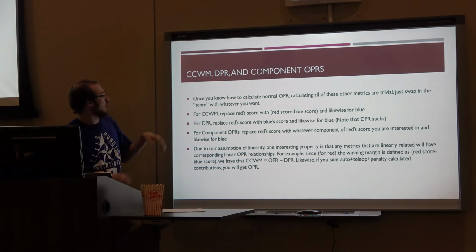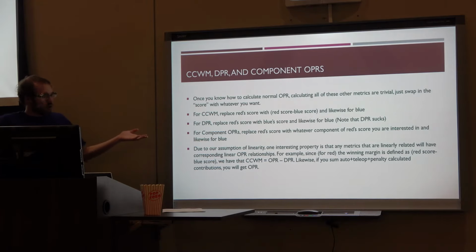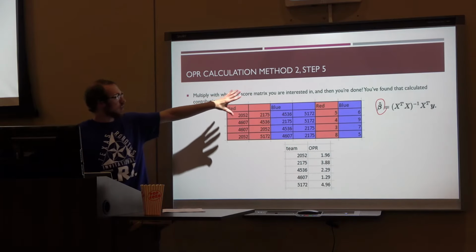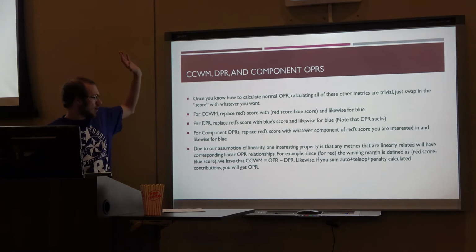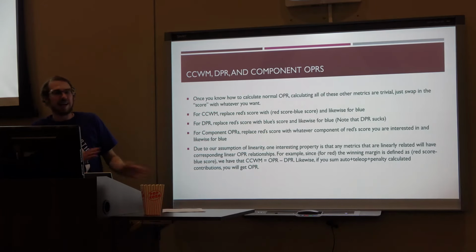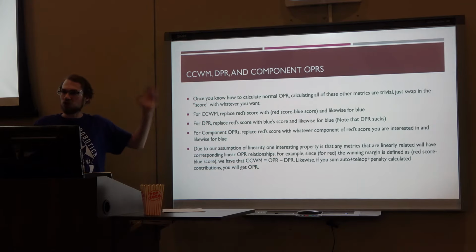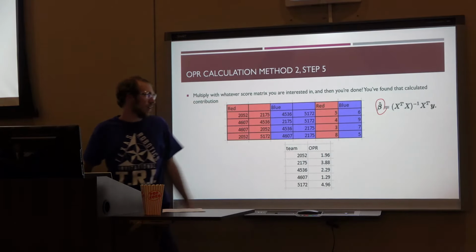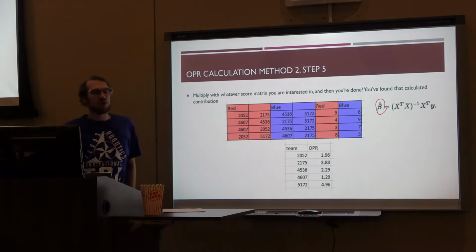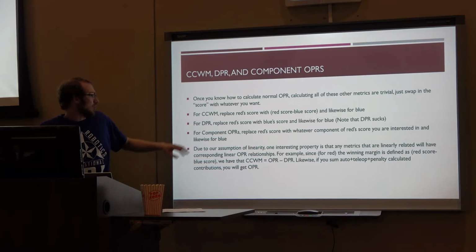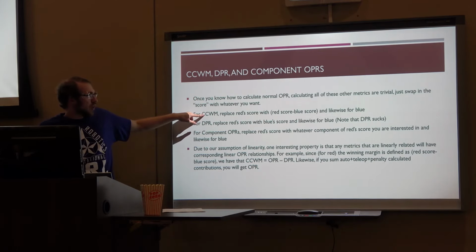One last note about all of these. Once you have seen how we've calculated these OPRs, you can actually calculate most of the other metrics used in FRC using that exact same methodology. You just have to swap in those scores that we used at that very last step, the Y at the end there. Instead of using total scores, you swap in whatever else you want, and that's how you get these other metrics.